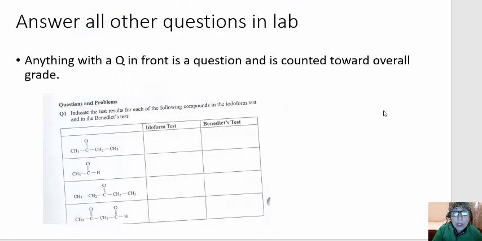So including the pre-lab questions is about 25% of your lab report grade, so be sure that you do that. And then also answer any questions in the lab report. So after the data collection, there are several questions. There's a Q in front. Answer all of these for full credit.